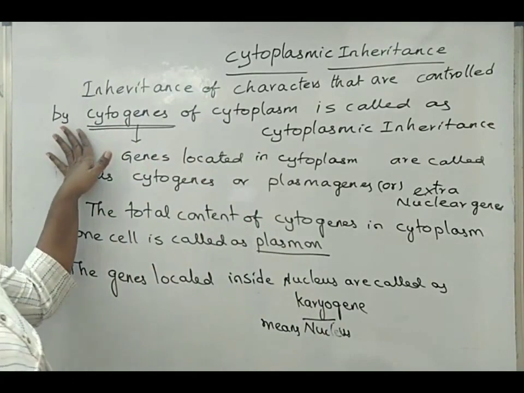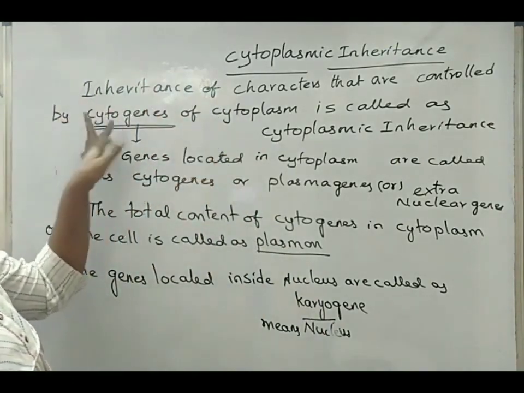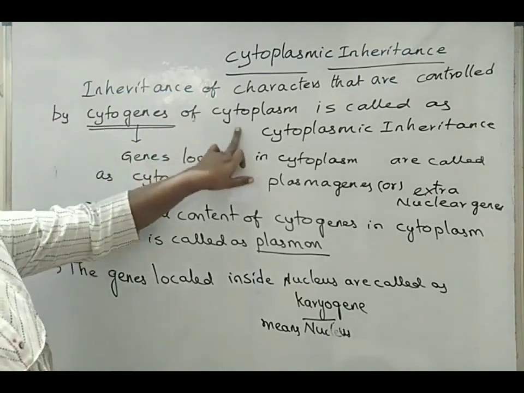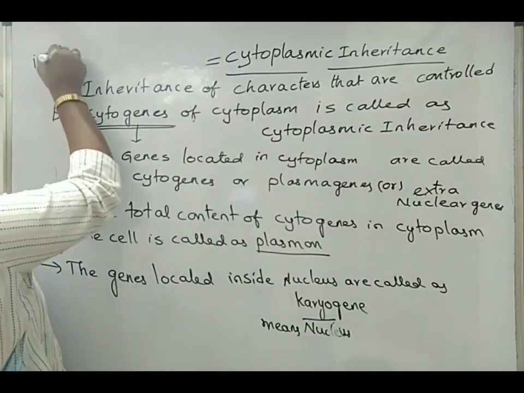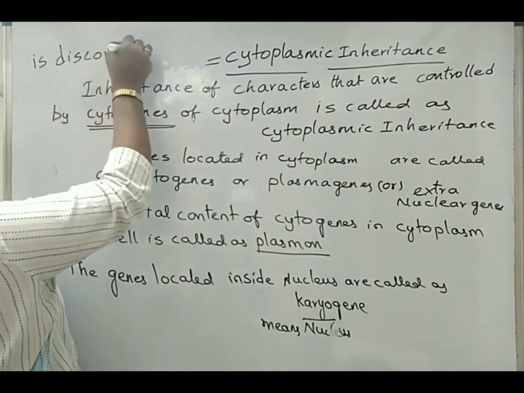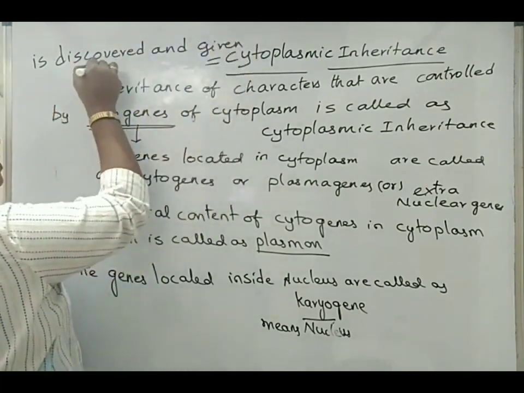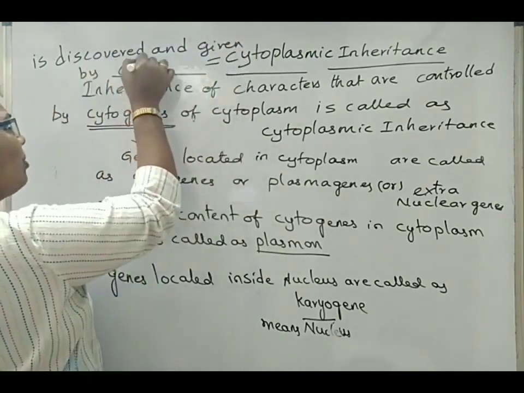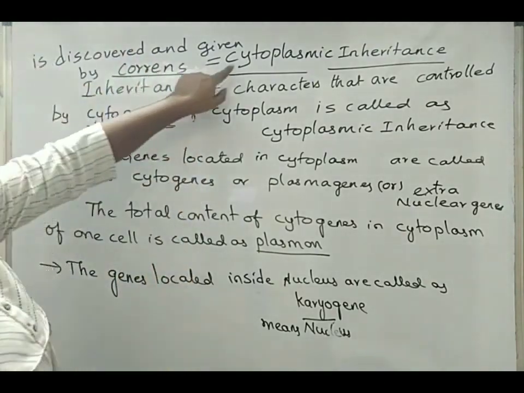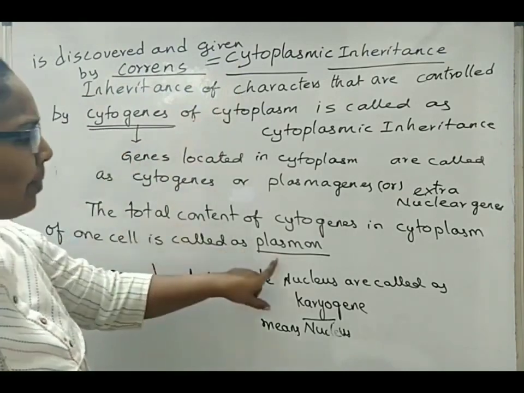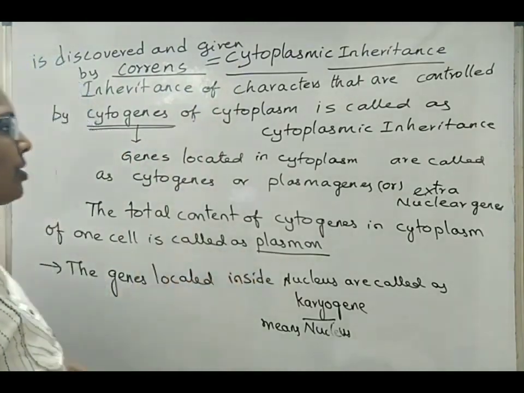Now, if you see the definition of cytoplasmic inheritance, it is the inheritance of the characters that are controlled by cytogenes of the cytoplasm. This cytoplasmic inheritance was discovered and given by a person, that is Correns. Actually, this is one of the MCQs, and the terms cytogenes and plasmon are also MCQs I have seen in some of the practice books.